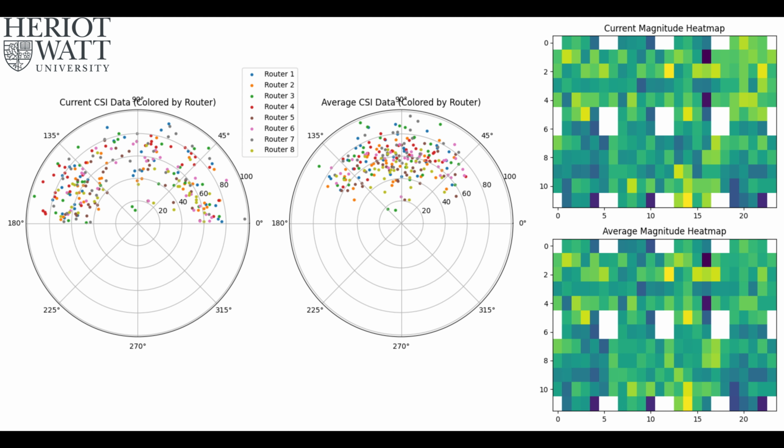There are 4 graphs that visualize the CSI phase and magnitude data. 2 polar coordinates on the left show the current and average CSI phase and magnitude in polar coordinate system, where the phase of the incoming signal is represented by r and the magnitude is represented by theta. 2 heat maps on the right show the current and average magnitude of the received signal per antenna.